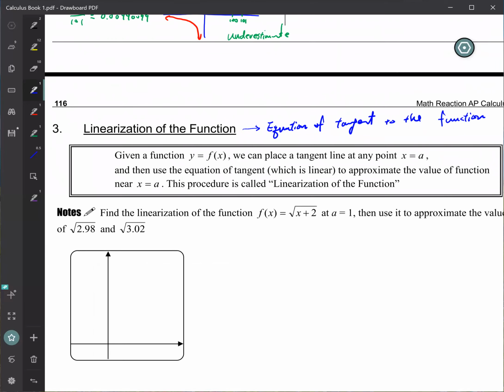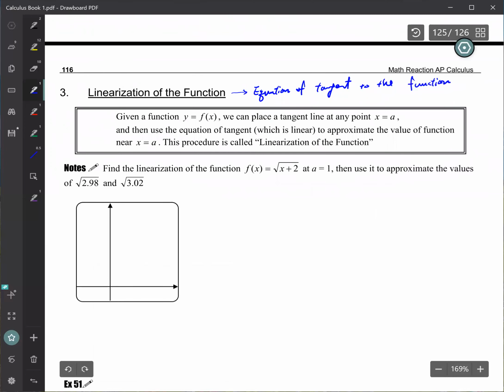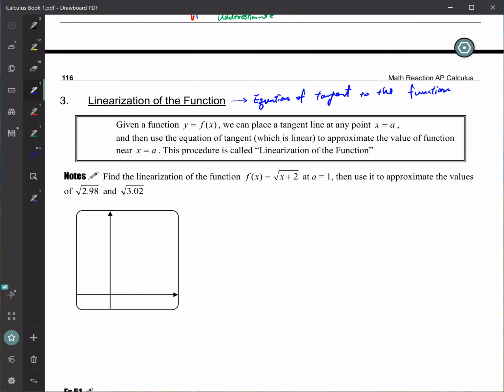Make sense? Okay, so let's look at the definition then. Maybe now it will make more sense. Given a function f of x, we can place a tangent line at any point x equal a, right? That part is easy. And then use the equation of tangent, which is linear, to approximate any value near the tangent point. Then this procedure is called linearization of the function. We use a linear line to approximate the value, okay?